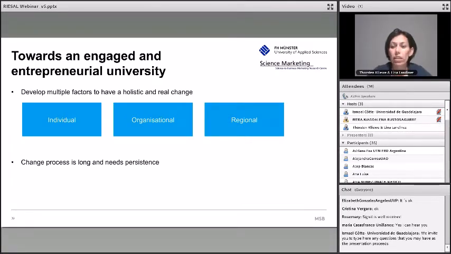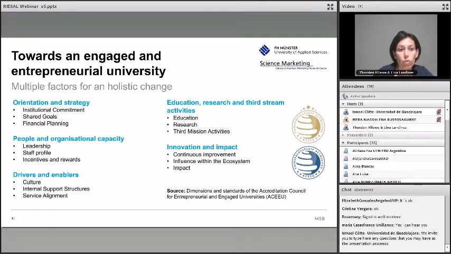This means that there is a change process that is long-term, very complex, and needs a lot of persistence and a lot of change from everyone at an individual, organization, and regional level. This change process is very complex because it involves multiple factors and involves the whole university. We need to develop them all to have a holistic and real change and to really have an impact in the whole higher education system in the years to come.